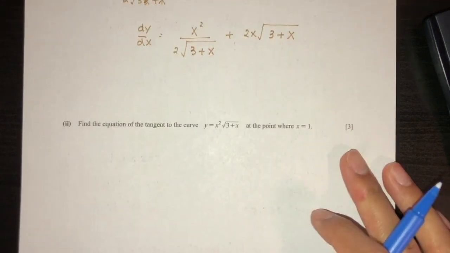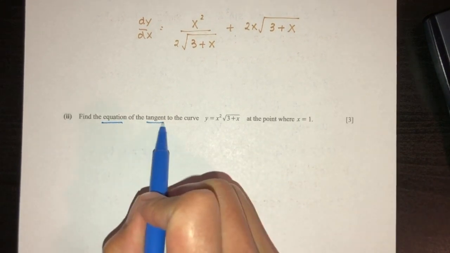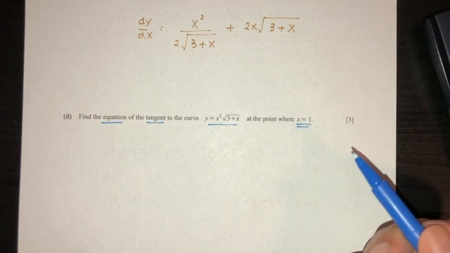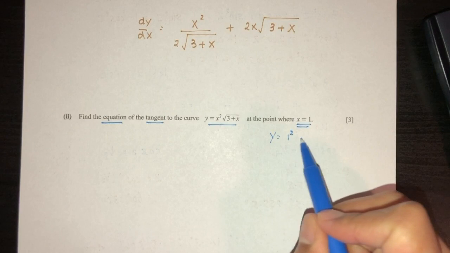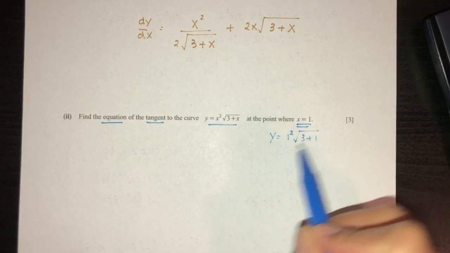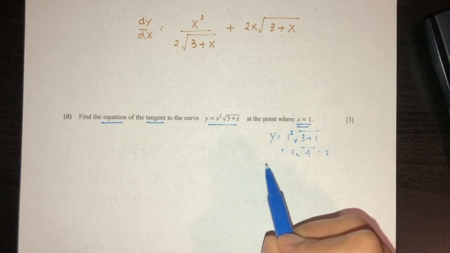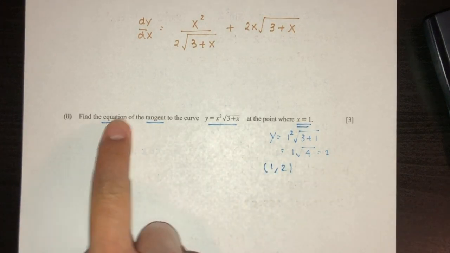Now let's see what else we have to do here. We have to find the equation of the tangent to the curve at the point given. So we have one point x. Let's find the point y. So y will be, replacing x in this, you will have 1 squared, 3 plus 1, that will be 1 times root of 4, that is 2. So the passing point will be 1 and 2. So we have to find the equation of the tangent at this point.